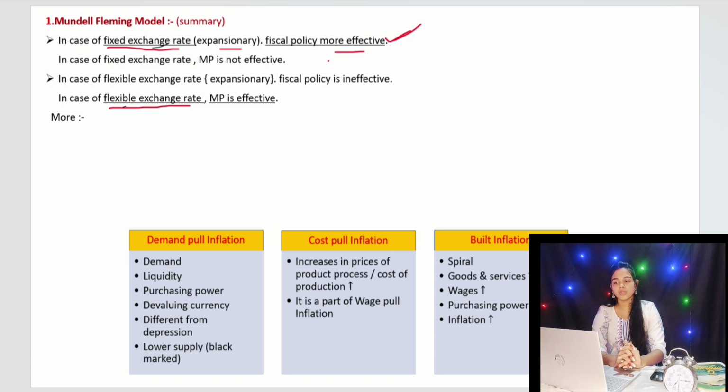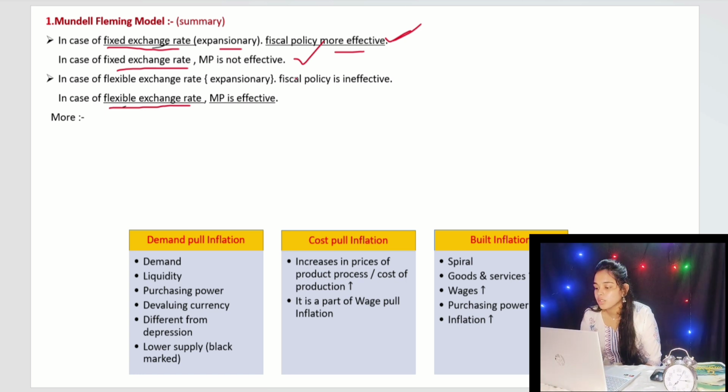Same, in case of fixed exchange rate, the monetary policy is not effective. When the fixed exchange rate, in case of contractionary monetary policy, then the fiscal policy is less effective and the monetary policy is more effective, as the LM curve is steeper because the money supply is contracted or reduced.